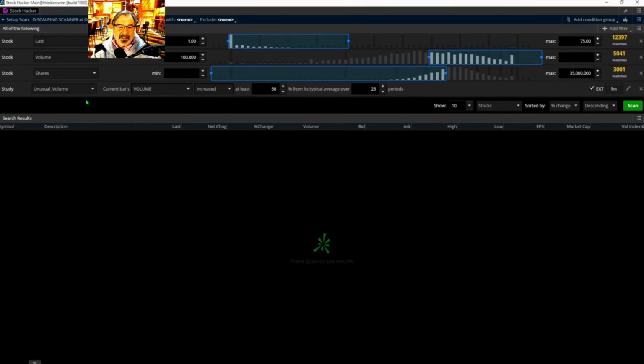And then this is the unusual volume setting that you want. Basically, it's set for at least 50% above a typical average over 25 periods. The periods are 5 minutes.